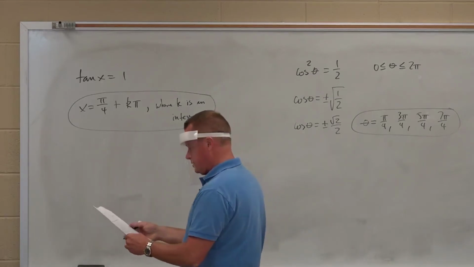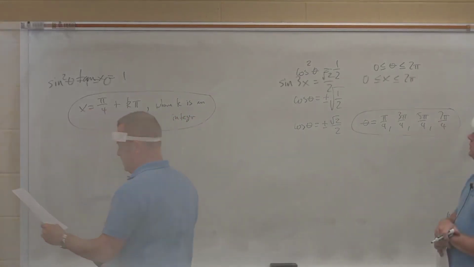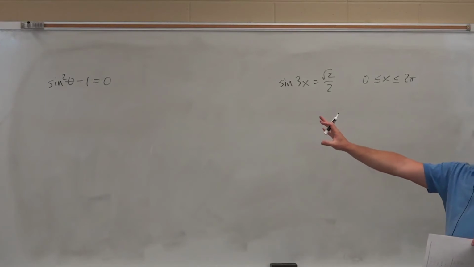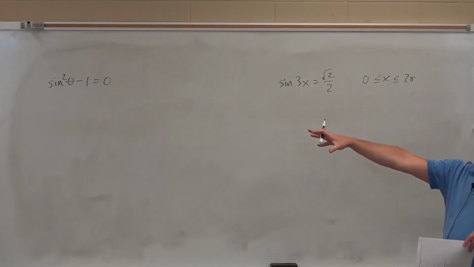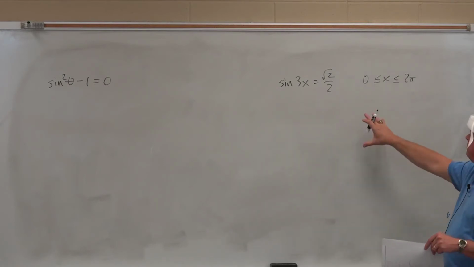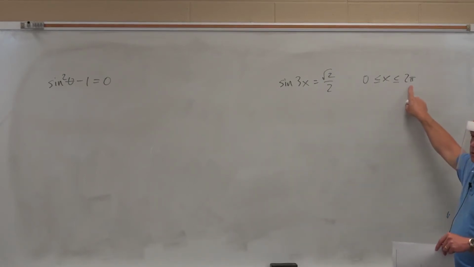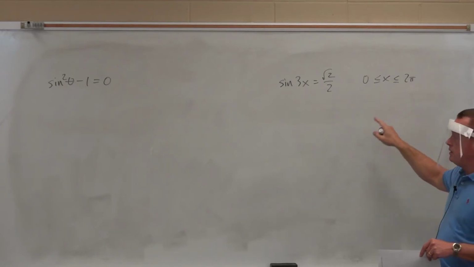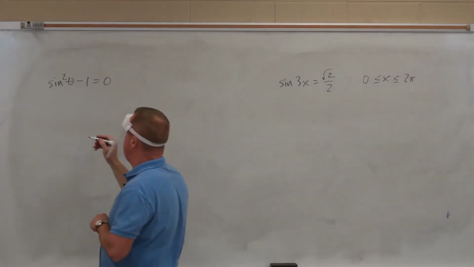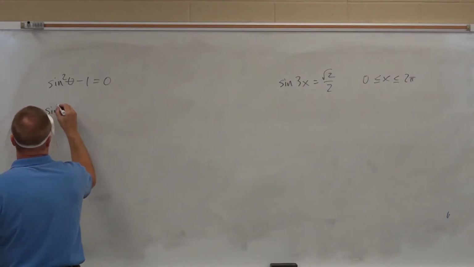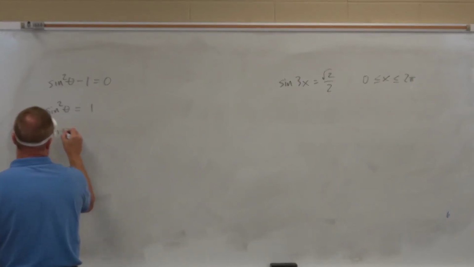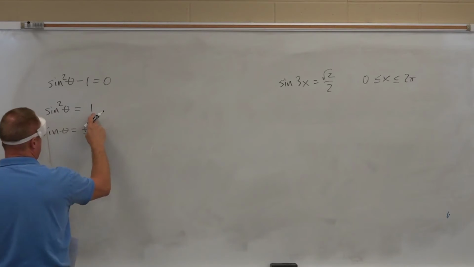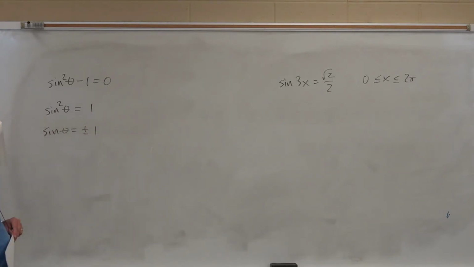All right, just a couple more of these. So again, two types of equations. The first one, there's an infinite number of theta that would be true. This one, we're only looking for the x's that work between 0 and 2 pi. Okay? So for this one first, I would say, all right, sine squared theta equals 1. Square root both sides. Square root of 1 is 1. So I'm looking for when sine is plus or minus 1.